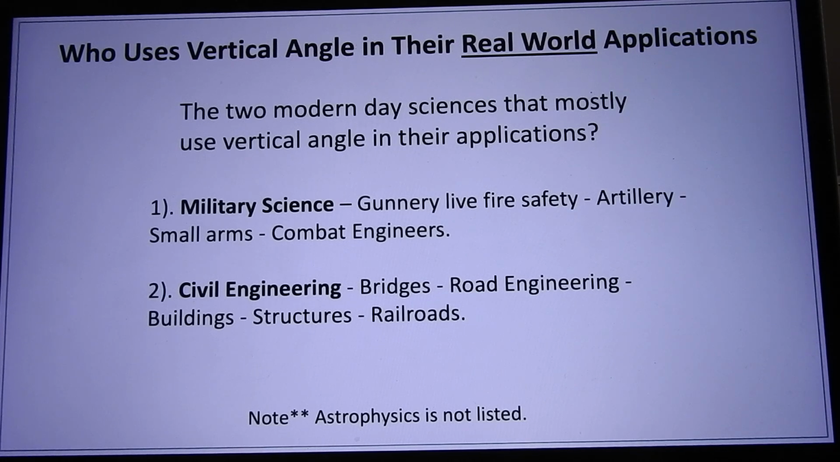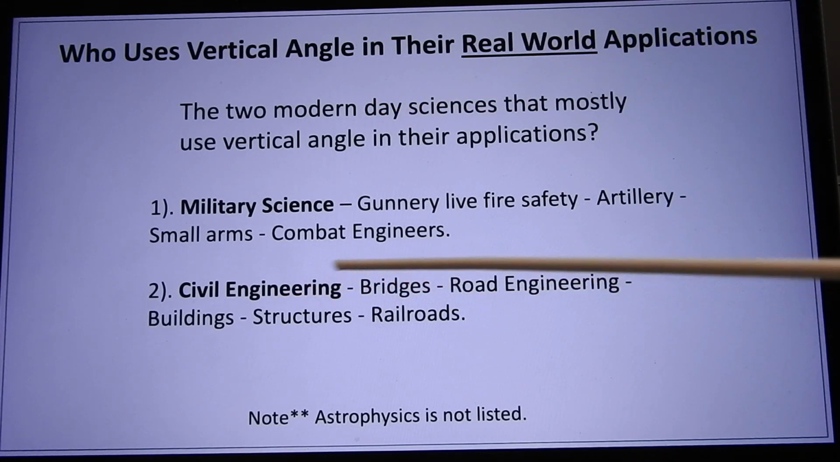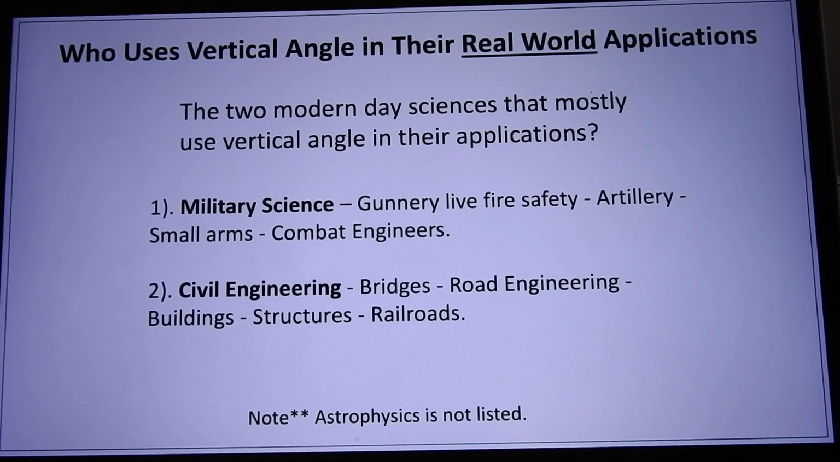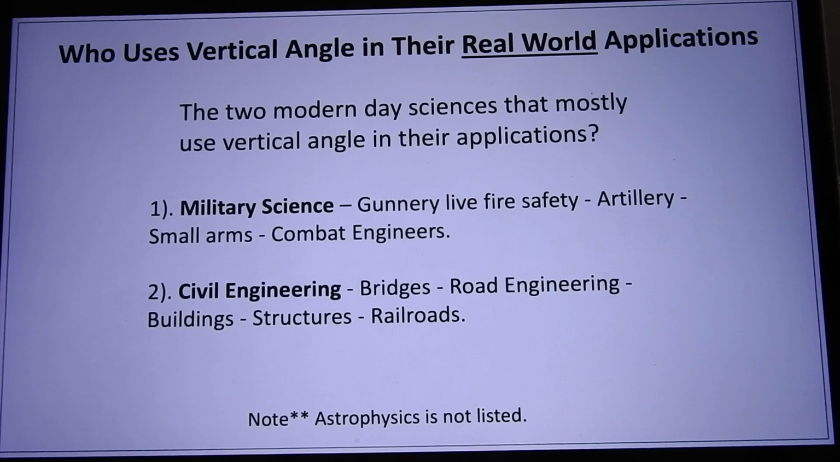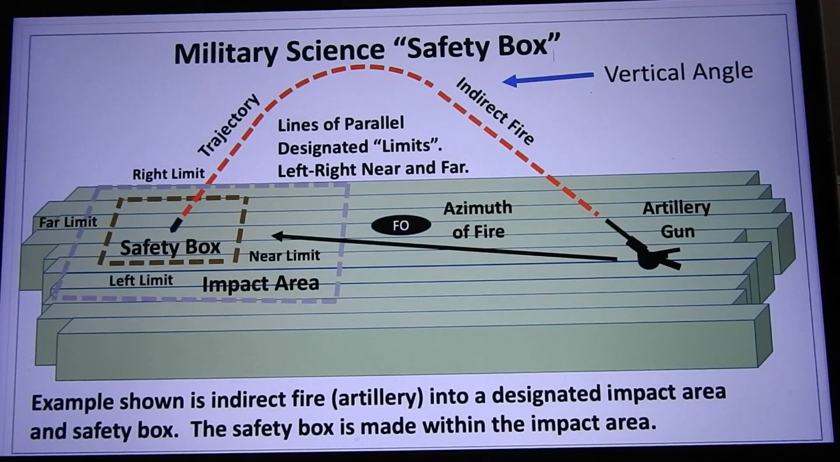And we'll give you an example of it. Civil engineering, we'll give you an example on a bridge. Bridges, road engineering, building structures, and railroads all use vertical angle. Note, astrophysics is not listed. Why? They avoid using it because it does not work within their model. And again, it exposes the heliocentric as a bad model, a model that just doesn't work. The math just doesn't add up.